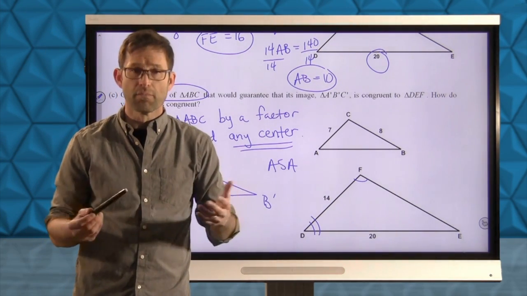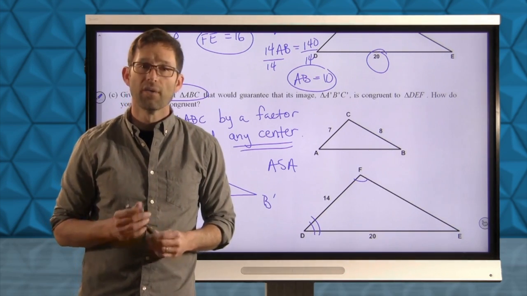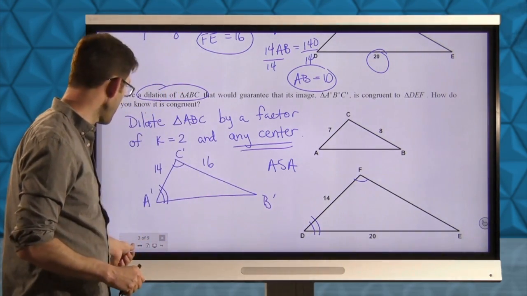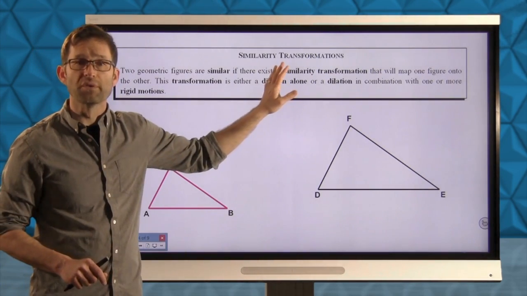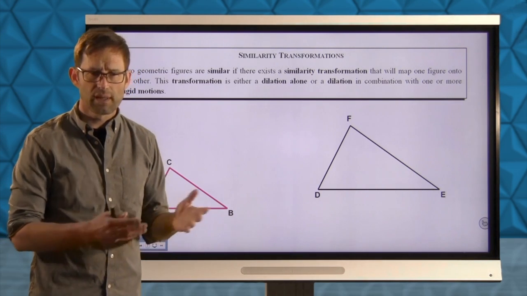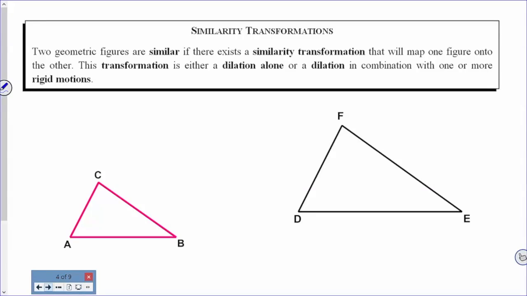Now, this is important because it's going to lead us to the technical definition of similarity. And let's take a look at that. It involves what are known as similarity transformations. Let me read through this and let's talk about it. Two geometric figures are similar if there exists a similarity transformation that will map one figure onto the other. That should sound familiar. One figure onto the other.